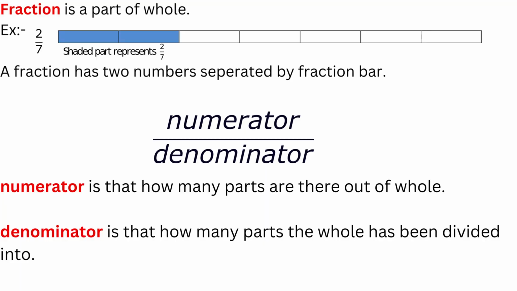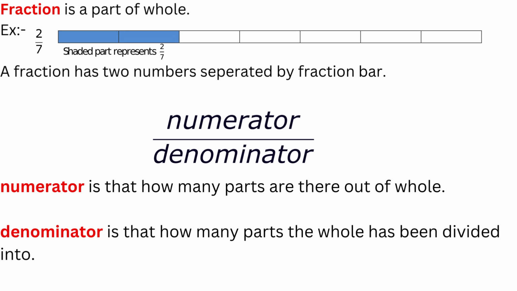So, what is a fraction? A fraction is a part of a whole. For example, 2 by 7. See here the rectangle is divided into 7 equal parts. We shaded only two parts, right? So that shaded part we write as 2 by 7. The whole parts are 7 and we are taking only two parts, so it is represented as 2 by 7.